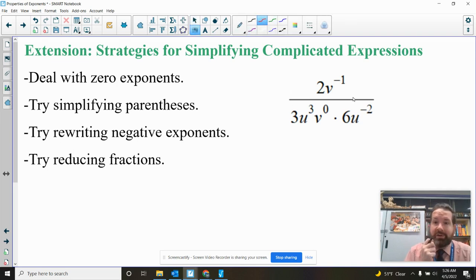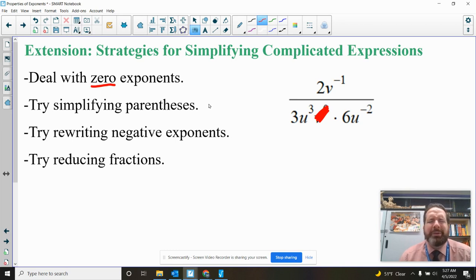Oh my gosh, look at all the stuff. It looks so intimidating. Let's break it down. First thing I'd like to do is go through and see if you have anything with an exponent of 0. Because anything with an exponent of 0 means that it turns into the number 1, and multiplying by 1 doesn't change anything. So like this v to 0 right here is just the number 1. I don't even need to worry about it. Look at that. Now it's all done.